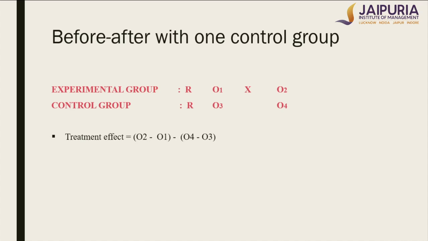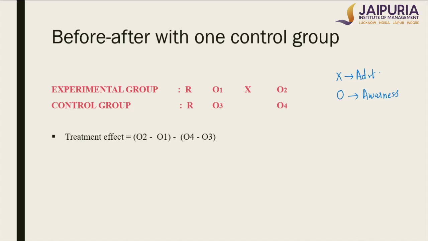Now, before applying the treatment, we are observing both experimental group as well as control group. After applying treatment, once again we are observing both experimental group and control group. Once again, I am taking the same example. Suppose X is our treatment, which is advertisement, and output variable is awareness. And we are interested to see the effectiveness of this advertisement to increase the awareness about any brand or about any product. So what we are doing, first of all, we form these experimental and control groups.